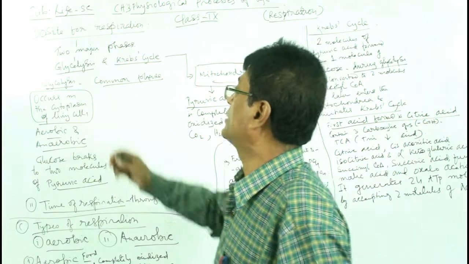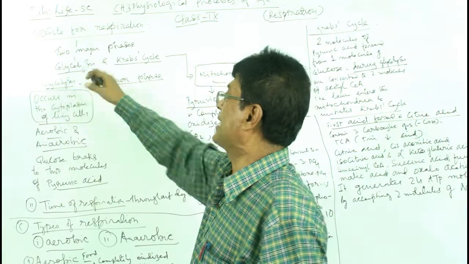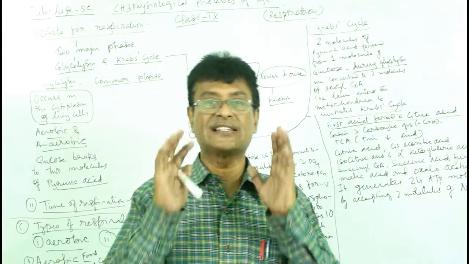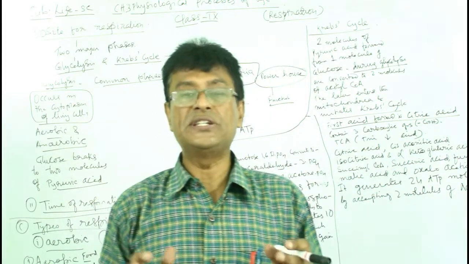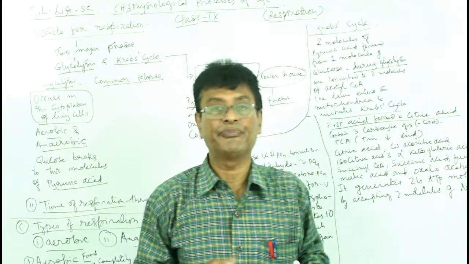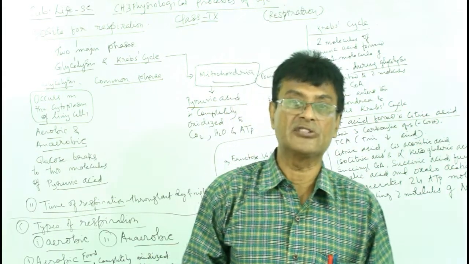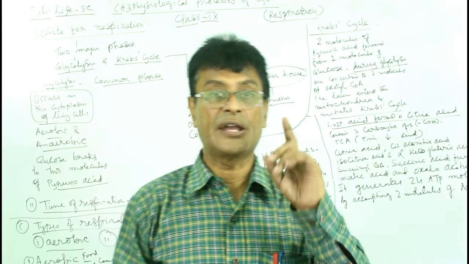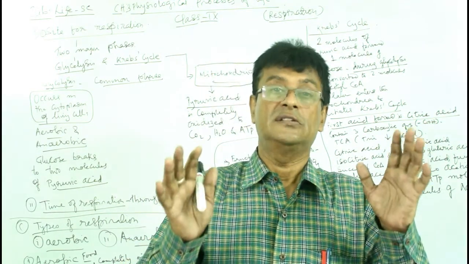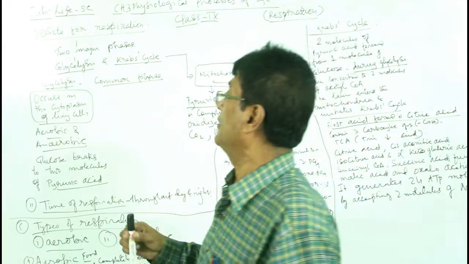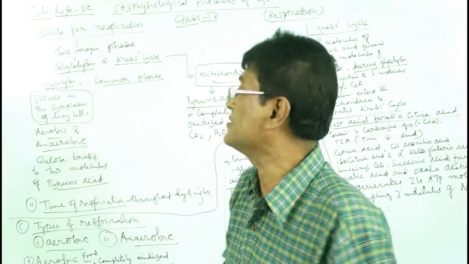Here you see that two main phases are there in respiration. One is glycolysis and another one is the Krebs cycle. Glycolysis is a process which actually happens inside the cytoplasm of the cell. It is a general process that occurs in the cytoplasm of living cells, obviously living cells.